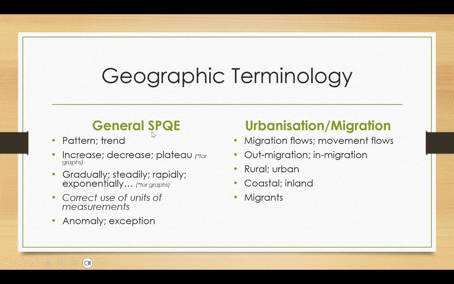So for general SPQE, words like pattern, trend, increase, decrease, plateau, gradually, steadily, rapidly, exponentially. The correct units of measurements. Anomaly, exception. For this unit specifically about urbanization and migration, you might consider using words like this. It depends. Also look at whatever is on the map too.